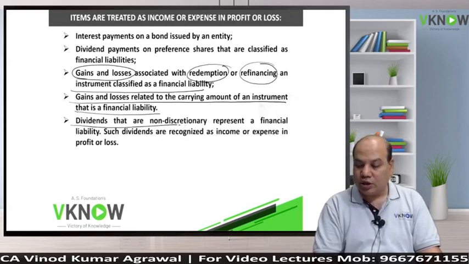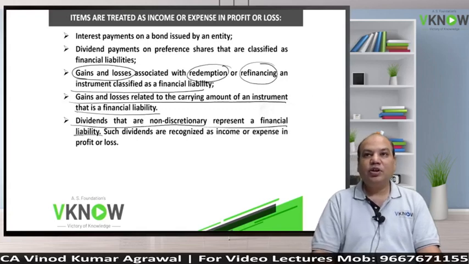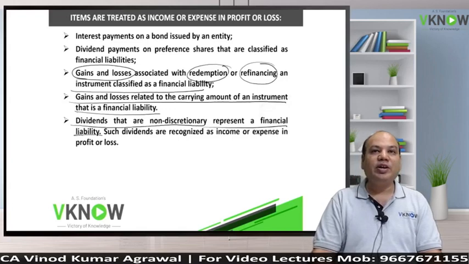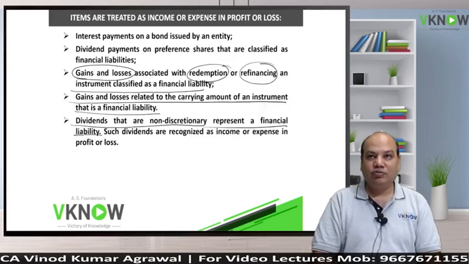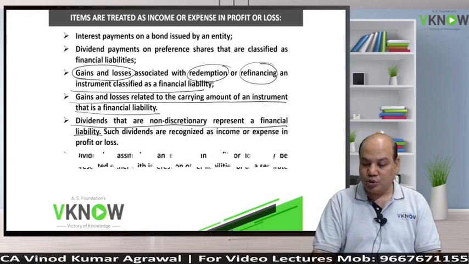Dividends that are non-discretionary is a financial liability. Dividends which are non-discretionary mean mandatory dividend. Management cannot avoid it. Financial liability, it will be shown in the P&L account.